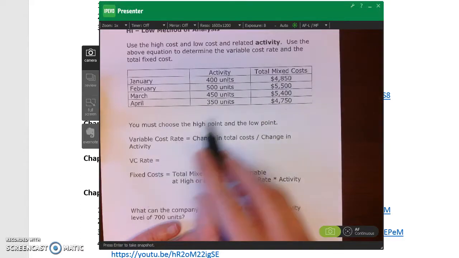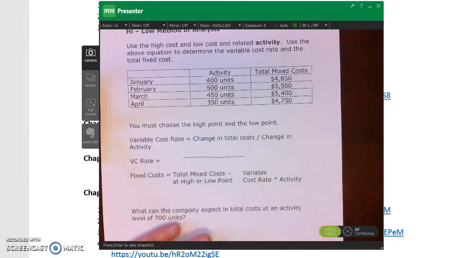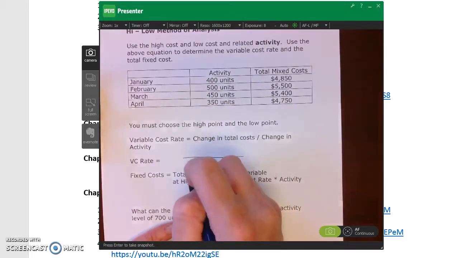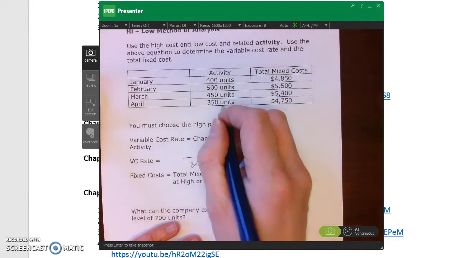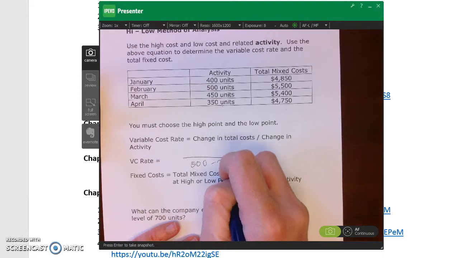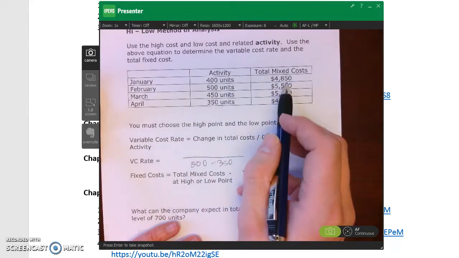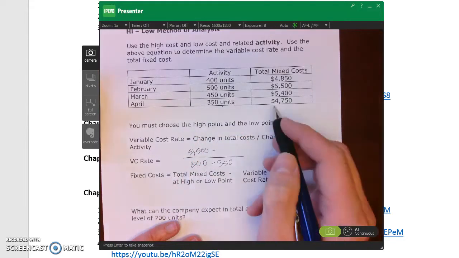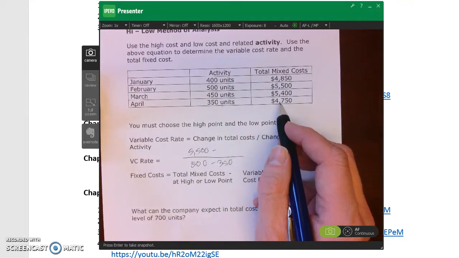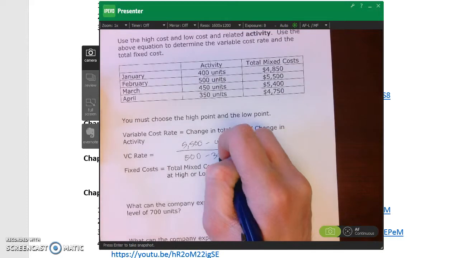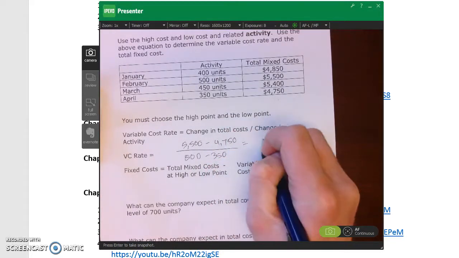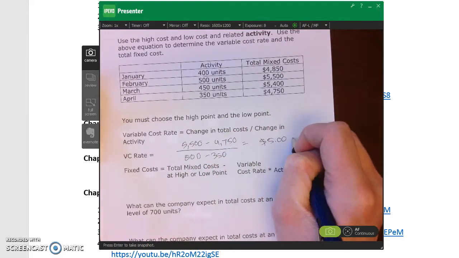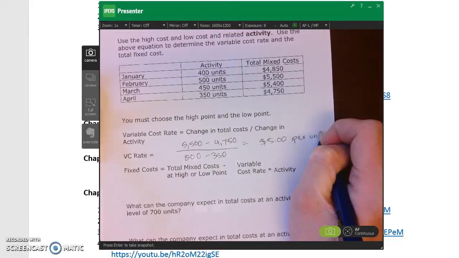Okay? So we say over here, what's my high level of activity? 500 units. What's my low? 350. What is my corresponding cost at 500 units? 5,500. What is my corresponding cost at 350 units? 4,750. When you do the math, you get $5 per unit.